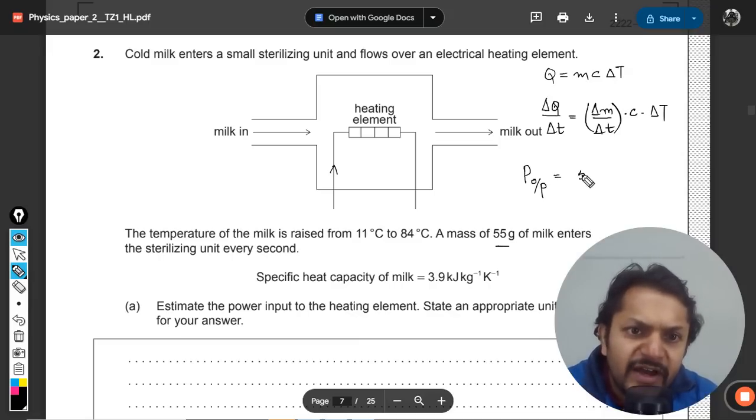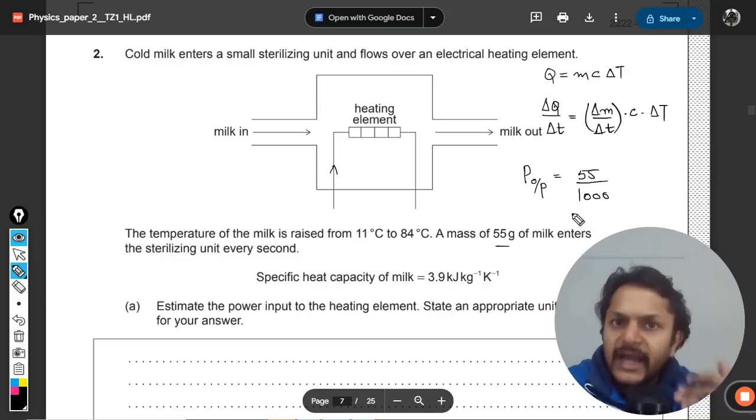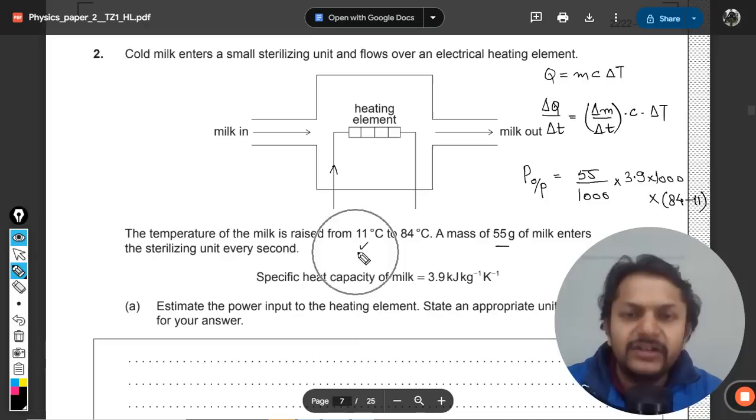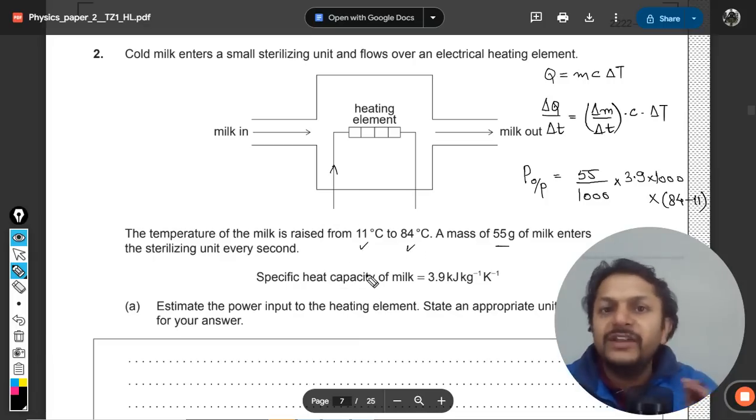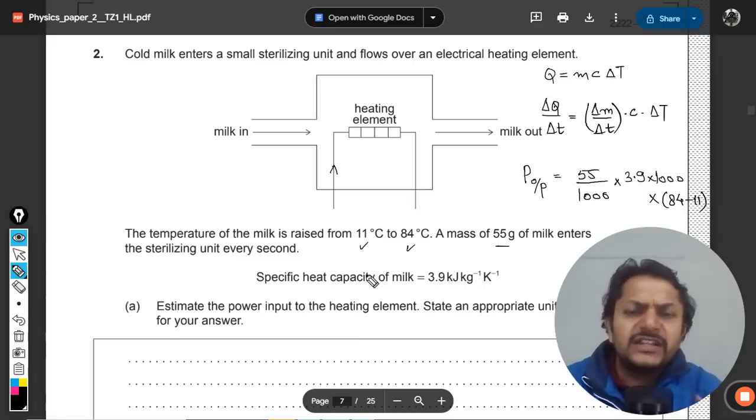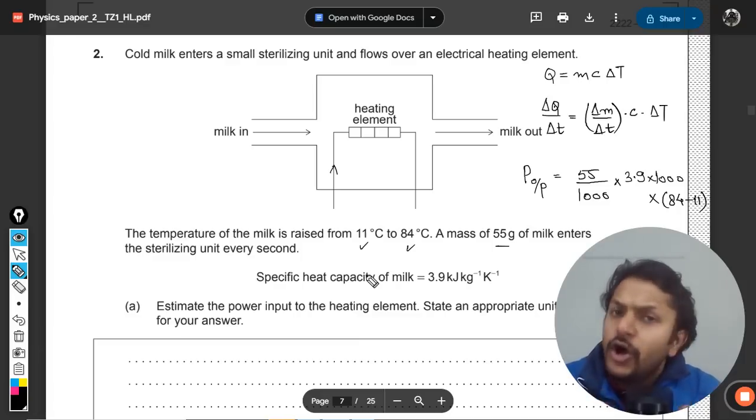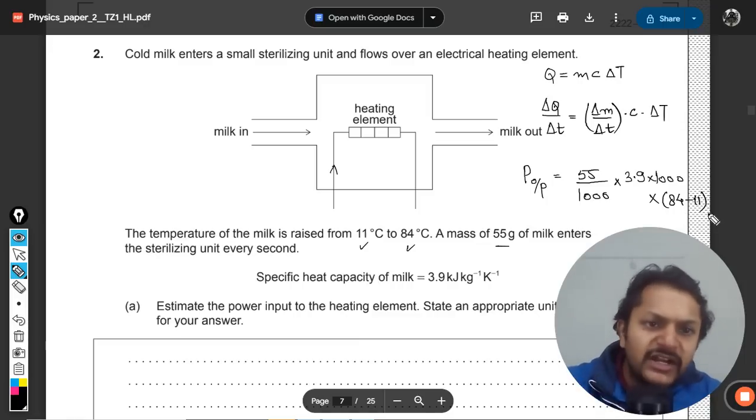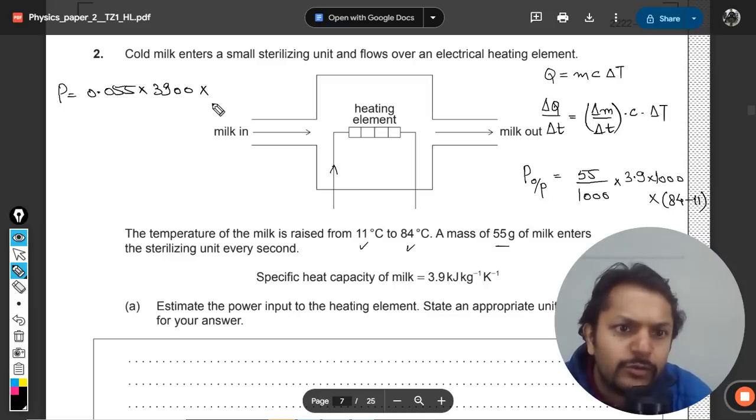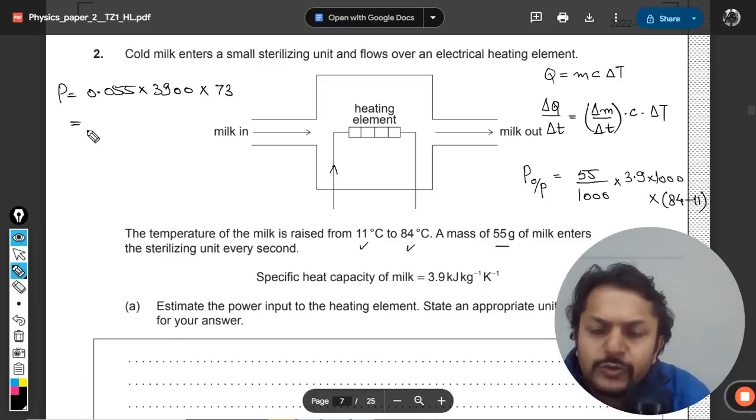Mass flow rate is given as 55 grams. So 55 divided by 1000, and per unit time, that is in 1 second, this much is going. So that is the mass flow rate. The specific heat capacity of the milk is 3.9 into 1000, that is c. And along with that, delta T is 84 minus 11. So 84 minus 11 need not be converted into Kelvin, because if you convert 11 into Kelvin, you will add 273. You convert 84 into Kelvin, it is again 273 that has to be added there. When we subtract them, 273 gets cancelled. So overall, the difference doesn't change. So when you're talking about delta T, you can keep the unit as degree centigrade or you can convert into Kelvin. You would be getting the same answer. So I'm just subtracting 11 from 84. Okay, so with this, we can say that the answer will be 0.055 into 3900 into 73. So this is going to be the answer for us.